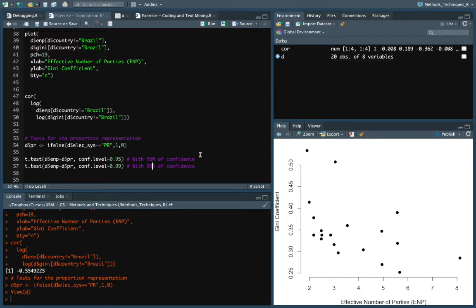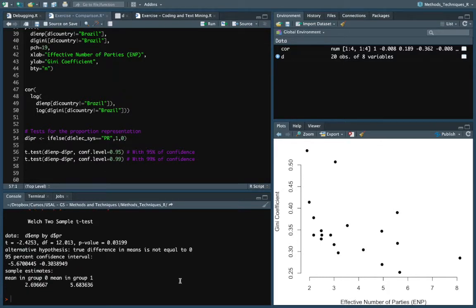Here it's 99. This is an uncertainty measurement. If I am really, really tough with my requirements, okay, I don't accept 5% of uncertainty. I just accept 1% of uncertainty. I want to be sure that PR have a higher number of parties than other systems. So let's test the first one with 95%.